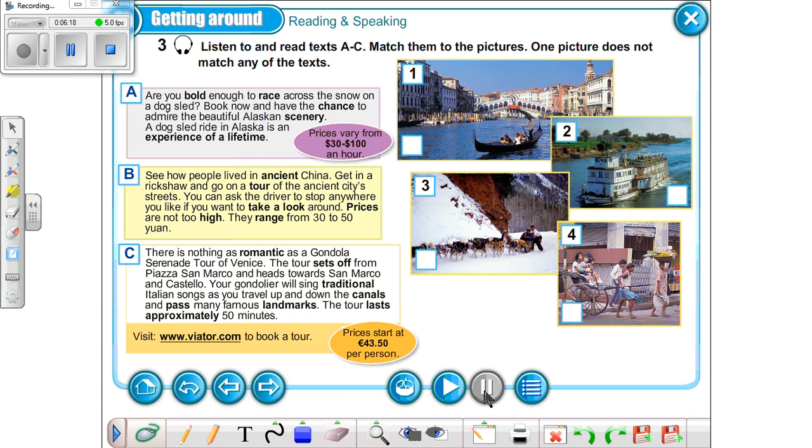Okay. Are you bold enough to race across the snow on a dog sled? Bold means brave. Book now and have the chance to admire the beautiful Alaskan scenery. Scenery is the natural views of a part of a country. Okay, which picture is this? Yes, picture 3.